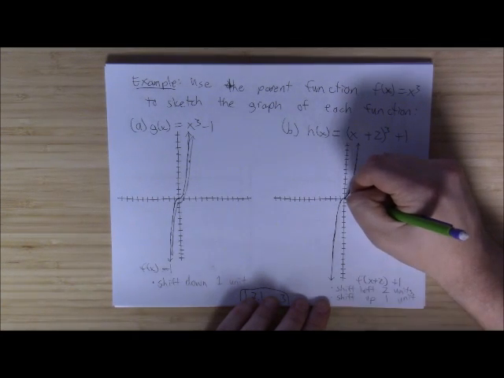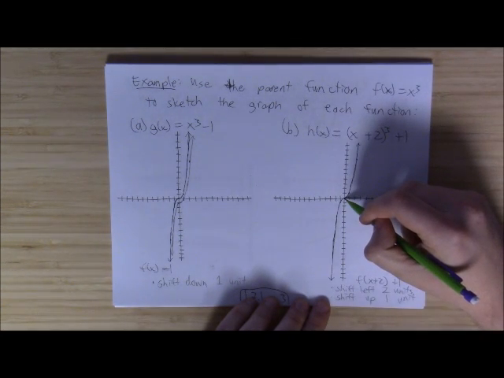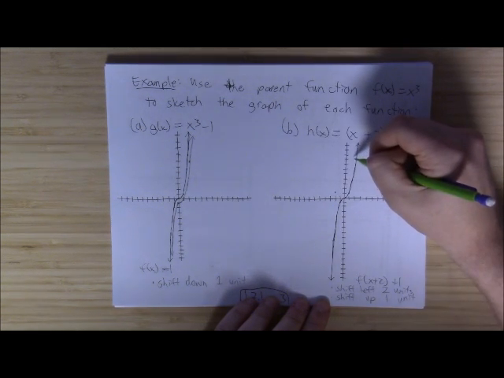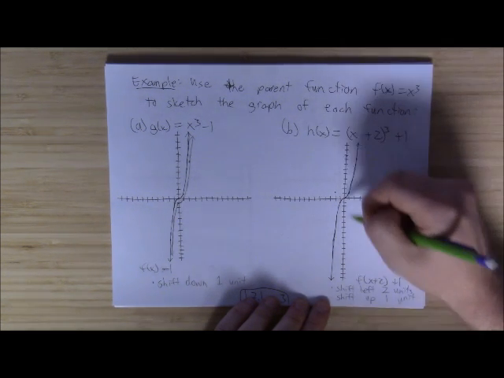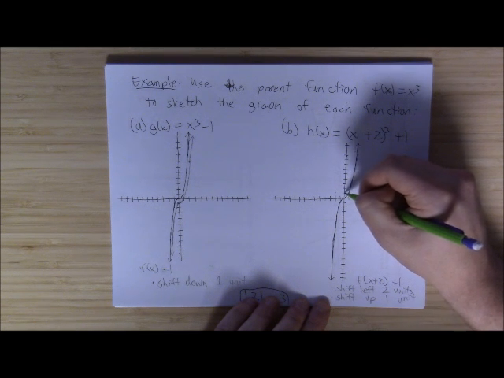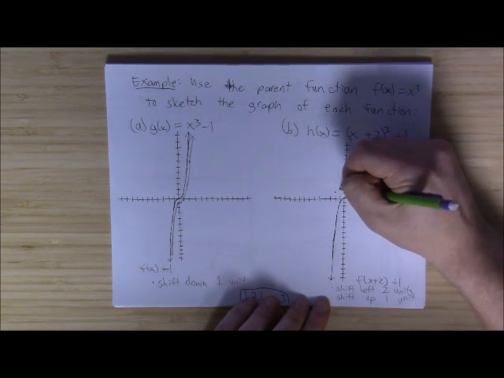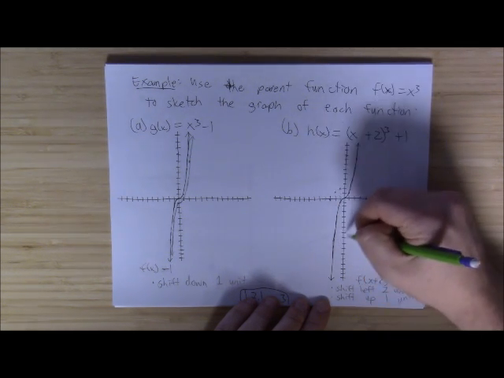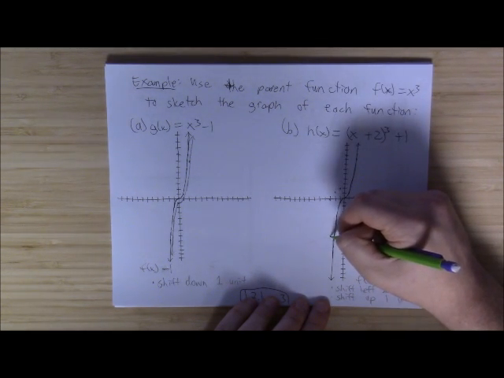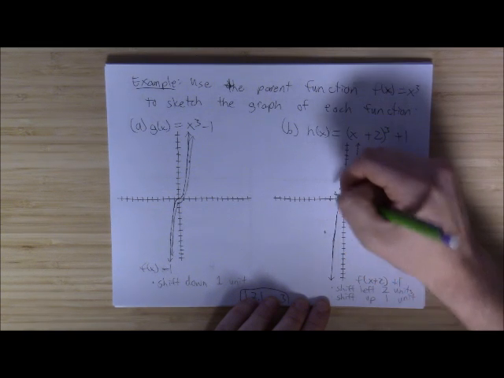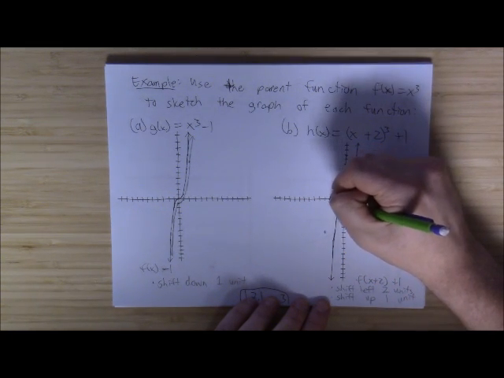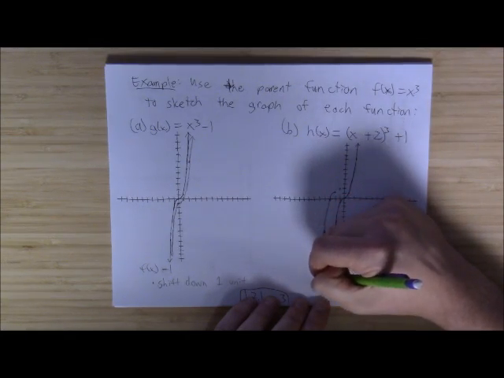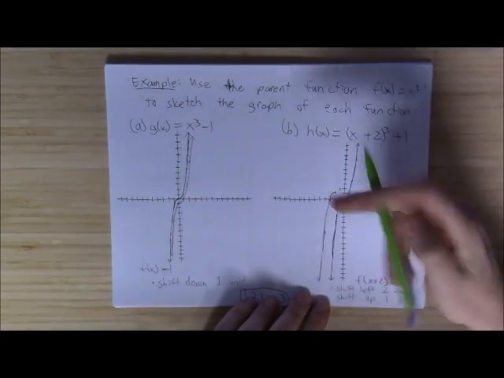If that's the case, we can start with the center point. That shifts it over 2 and up 1. This point also gets shifted over 2 and up 1. This point gets shifted over 2 and up 1. This point gets shifted over 2 and up 1. And then down here, over 2 and up 1. So if we redraw our graph, it should look something like this.